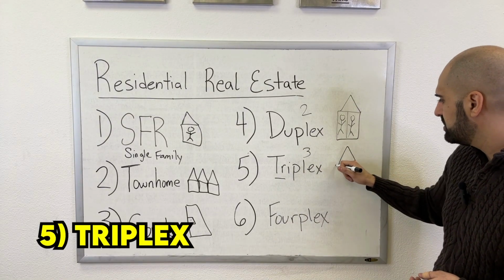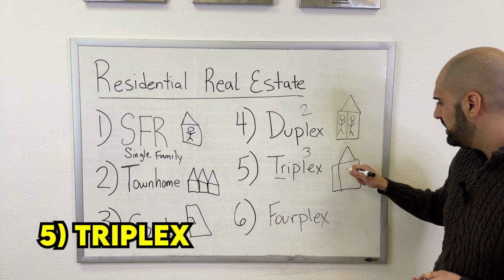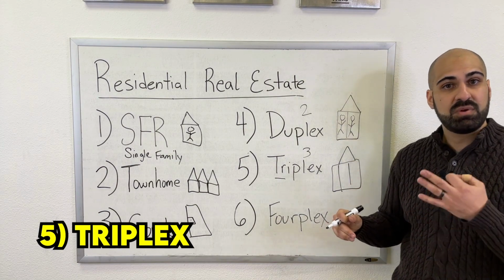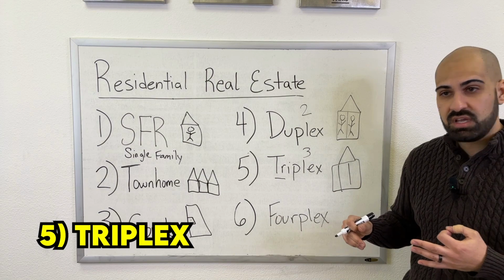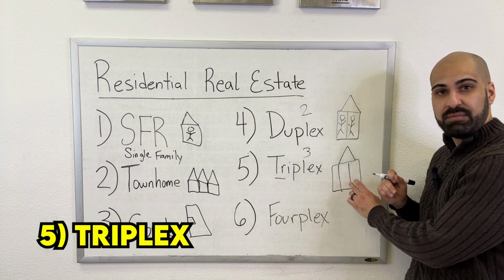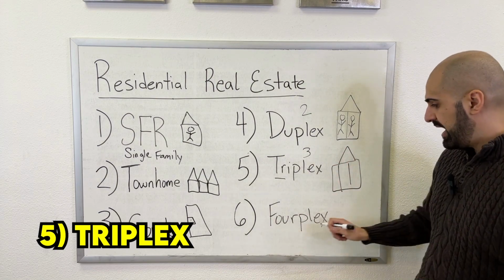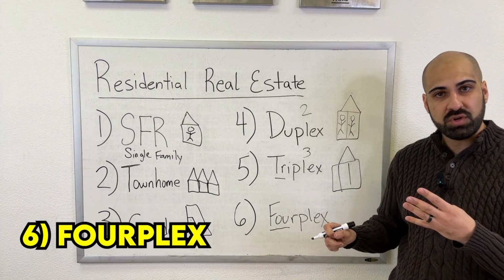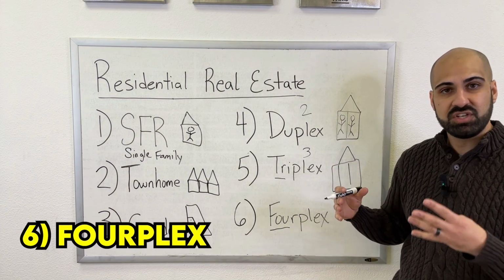Think about a big house, let's say, with 3 different units, right? 3 different entrances, maybe 3 different garages, 3 different utility meters. They're intended for 3 different families, but it's all one building, right? And then, of course, we have fourplex, which would be 4 units under one building with 4 individual families living there.